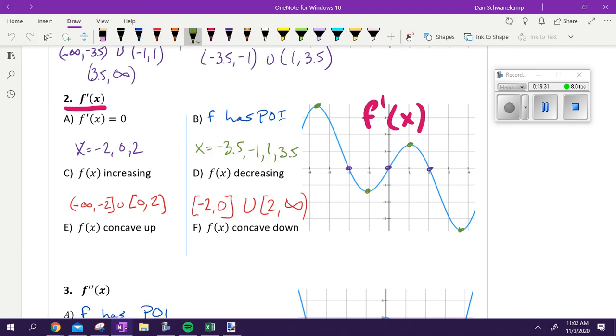Okay. When is it decreasing? When I'm below the x-axis. When F prime is negative. So right there and right there. That is when F is decreasing because F prime is negative. They mean the same thing.